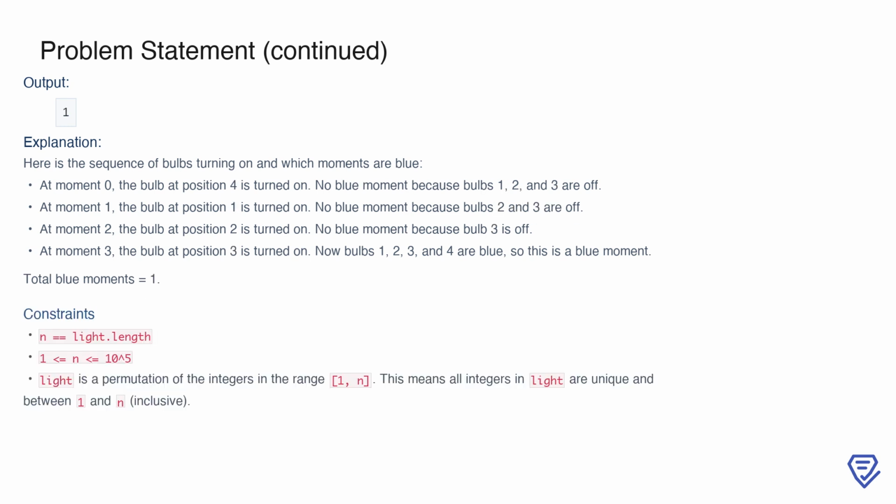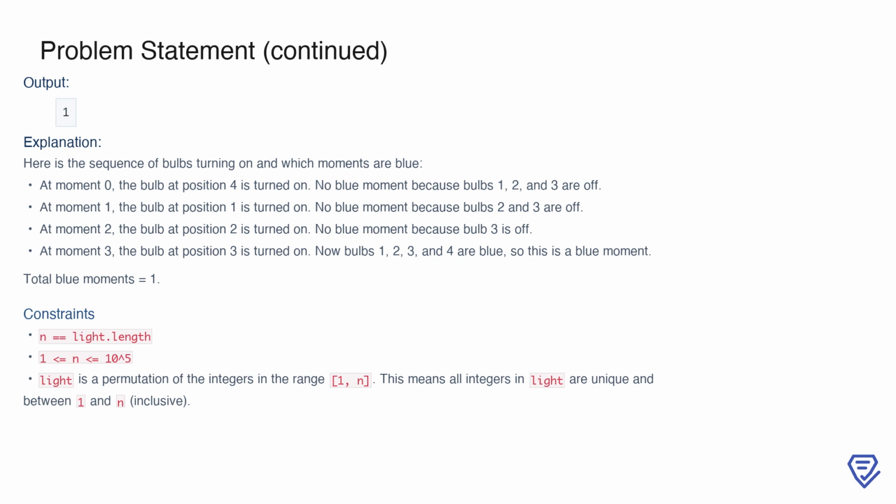Here's another example to further clarify the problem. Suppose the input array is light equals [4, 1, 2, 3]. The output is 1, which means there is only 1 blue moment. Let's break it down step by step. At moment 0, the bulb at position 4 is turned on, but bulbs 1, 2, and 3 are still off, so no blue moment occurs.